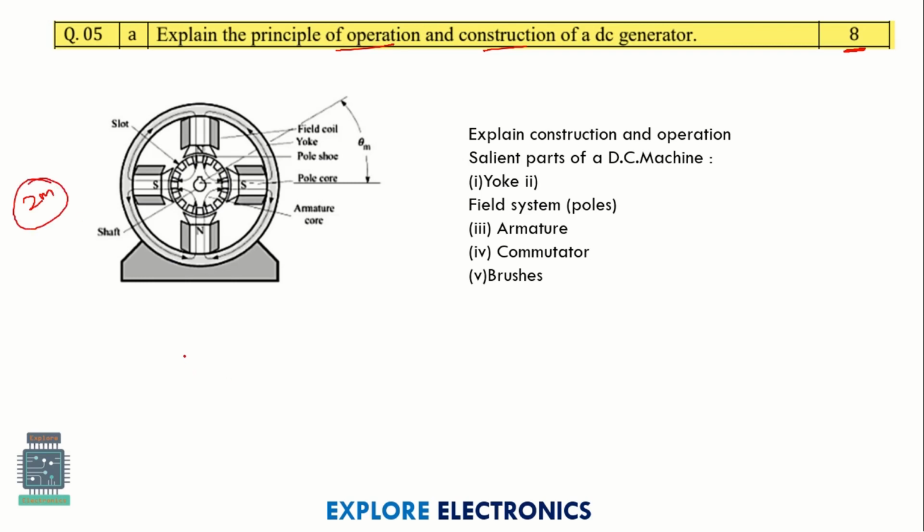If you explain how the construction is, what are all the parts, and this construction carries half of the marks, that is 3 marks. And how it is going to operate, you need to explain how the operation will be for another 3 marks. You can write these yoke, armature, brushes, everything, and a little bit of explanation on these and the operation.